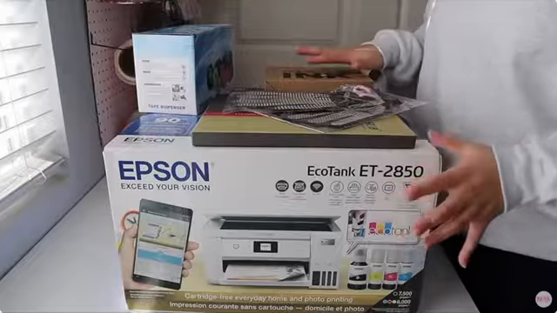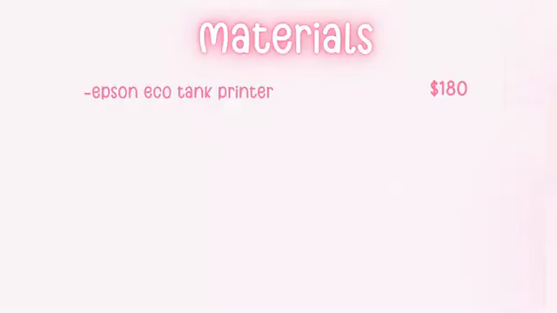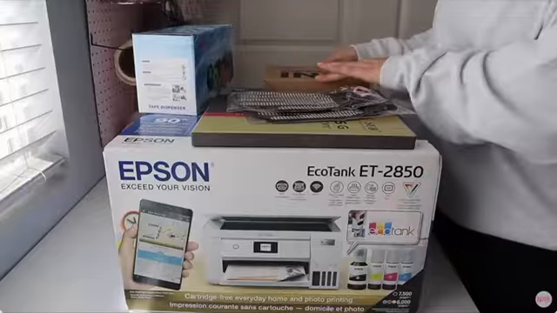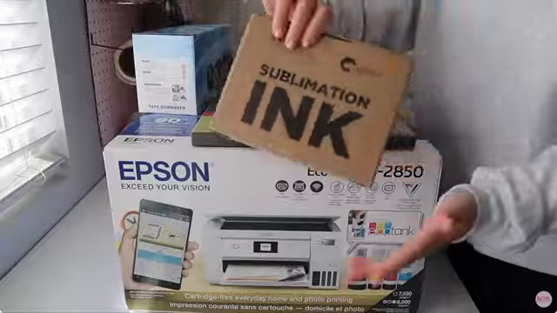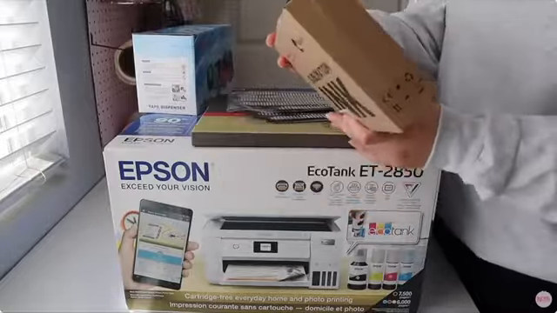The Epson EcoTank printer, specifically the 2800, should run you about $180. So because you're going to be converting a printer, you're going to need sublimation ink. You will not use the ink that your printer comes with. And you guys, there are tons of tutorials on how to convert a printer to a sublimation printer, but essentially you're literally just going to replace the ink that it comes with the sublimation ink.